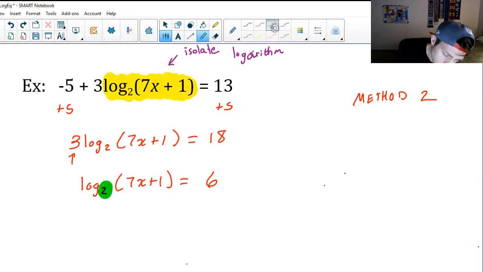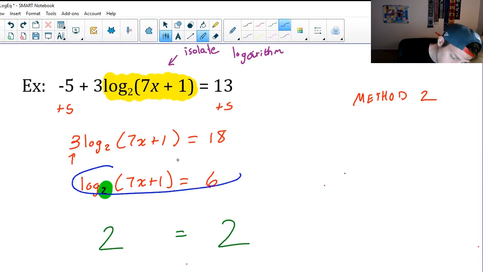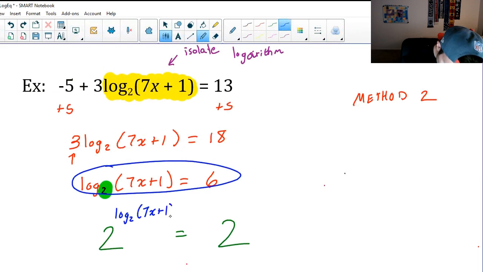What that means is I'm going to put a 2 on both sides of the equation. And now everything that originally was part of the equation, I'm going to bump up into an exponent. So log base 2 of 7x plus 1 gets bumped up into the exponent. And then on the right side, we had the 6, so the 6 gets bumped up into an exponent.